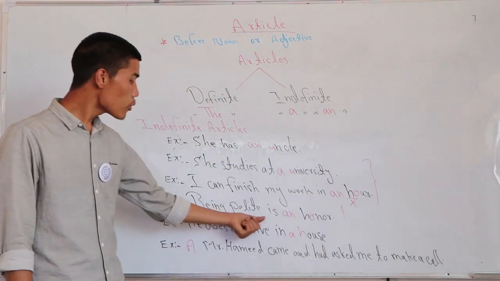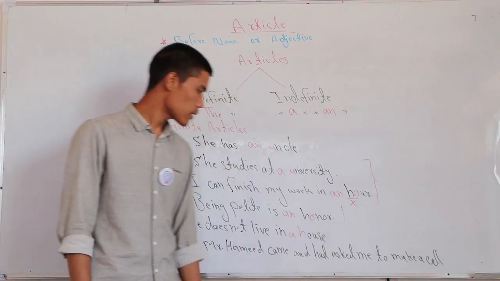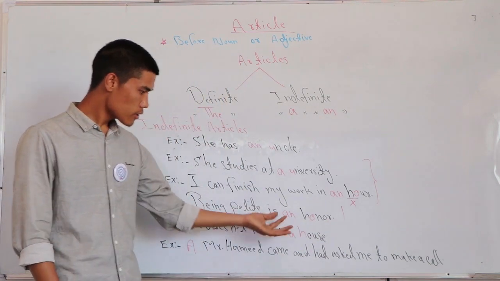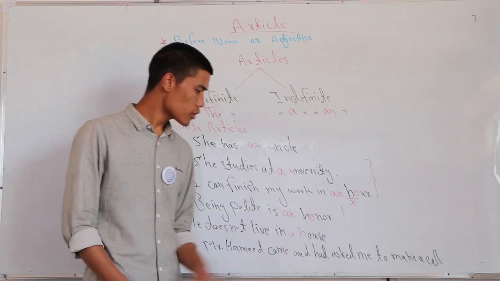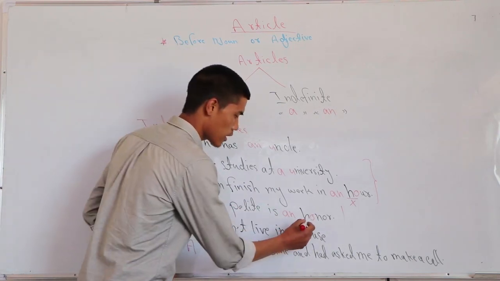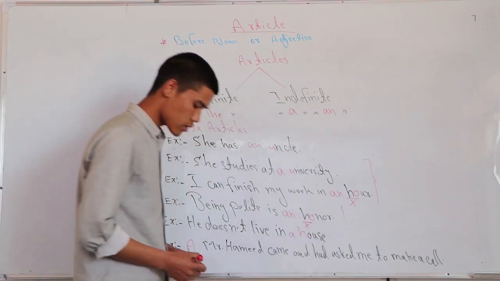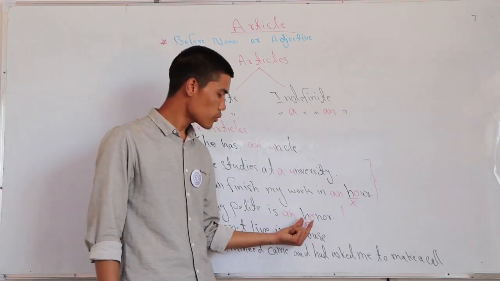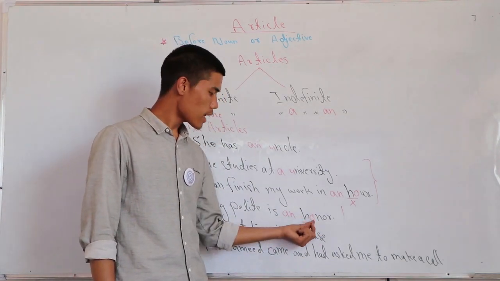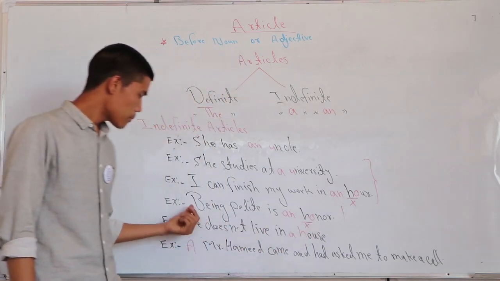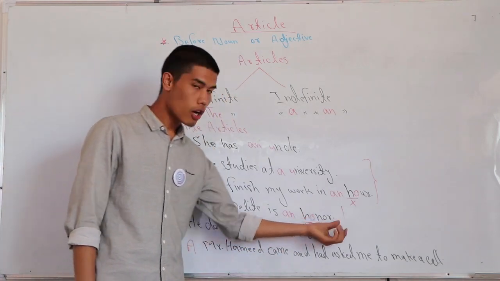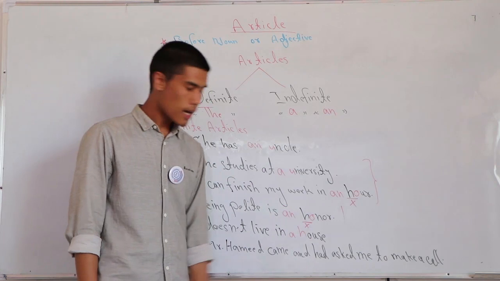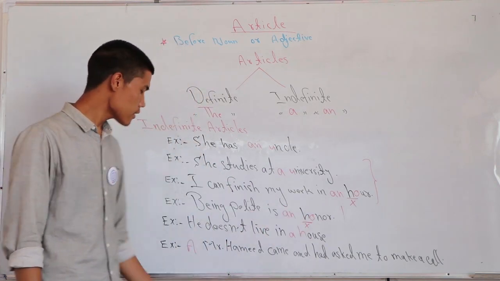Being polite is an honor. I also use "an" with honor. In this word, H is also silent, so we don't pronounce it. We pronounce O. Being polite is an honor. O is a vowel sound in here, and H is silent.